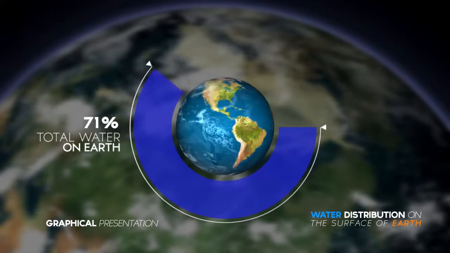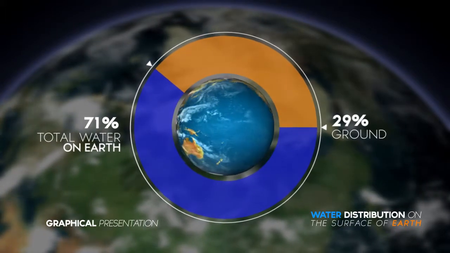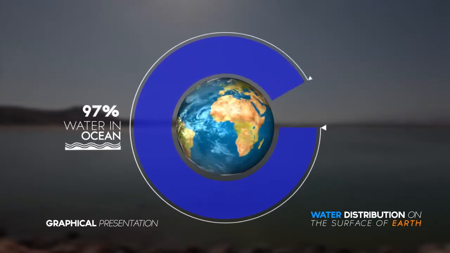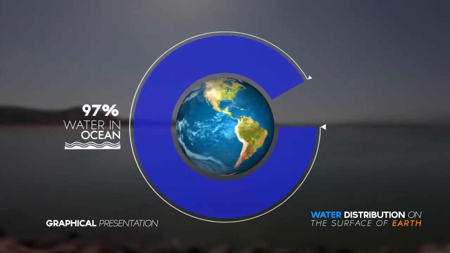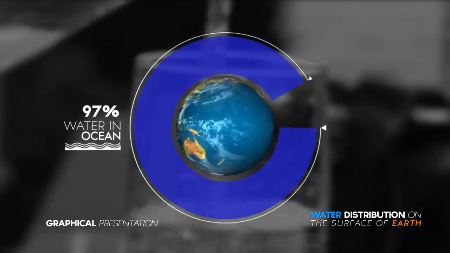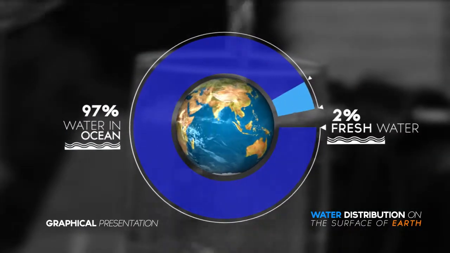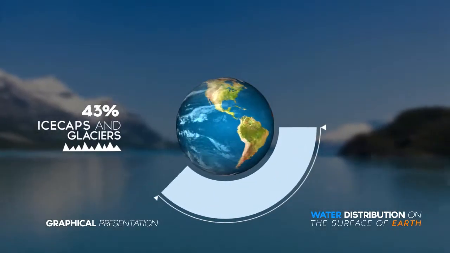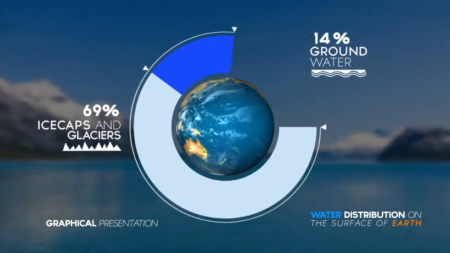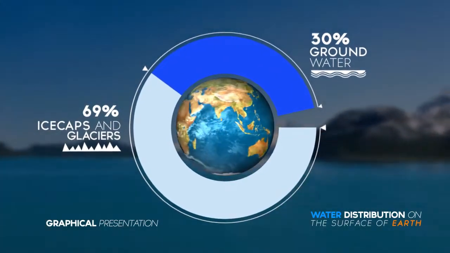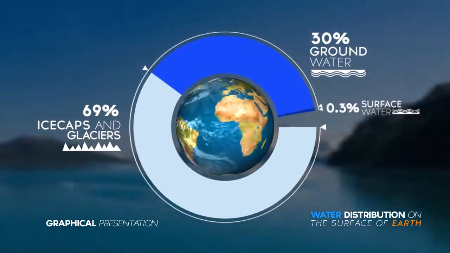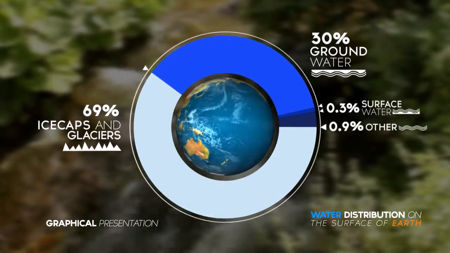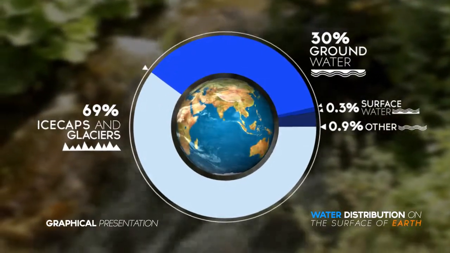Earth's surface is comprised of a total of 71% water. Oceans comprise 97% of all the water on Earth. But the salinity makes seawater unfit for drinking. The remaining 3% constitutes the planet's freshwater resource. Ice caps and glaciers comprise 69% of available freshwater, and 30% of it is groundwater. 0.3% of all the fresh water is available in the form of surface water, while 0.9% is in the form of other sources.